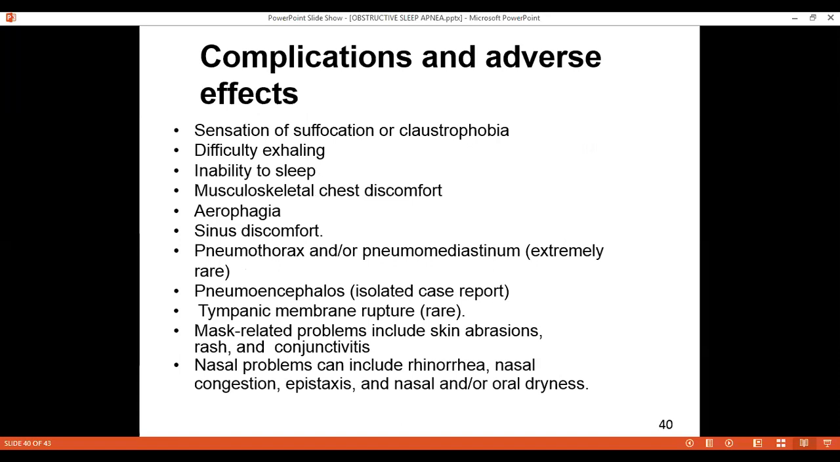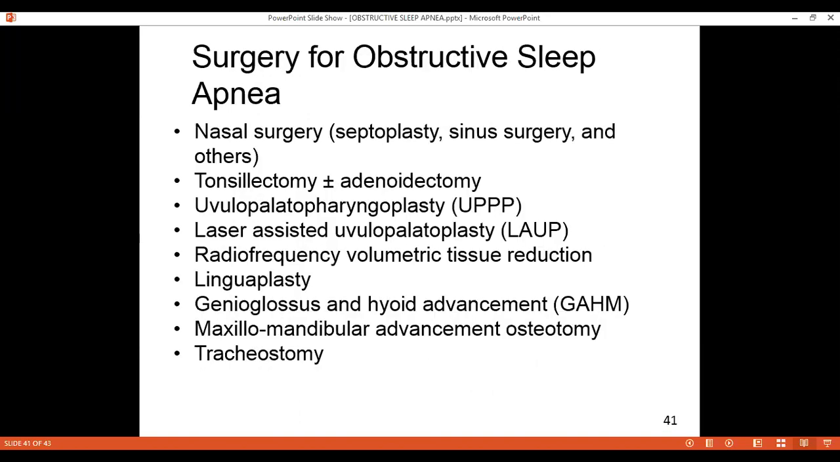Complications and adverse effects of CPAP. It causes sedation, suffocation or claustrophobia, difficulty in exhaling, inability to sleep, musculoskeletal chest discomfort, aerophagia, sinus discomfort, pneumothorax or pneumomediastinum, pneumocephalus, tympanic membrane rupture, mask-related problems which include skin abrasion, rash and conjunctivitis, and nasal problems which include rhinorrhea, nasal congestion, epistaxis, and nasal or oral dryness.